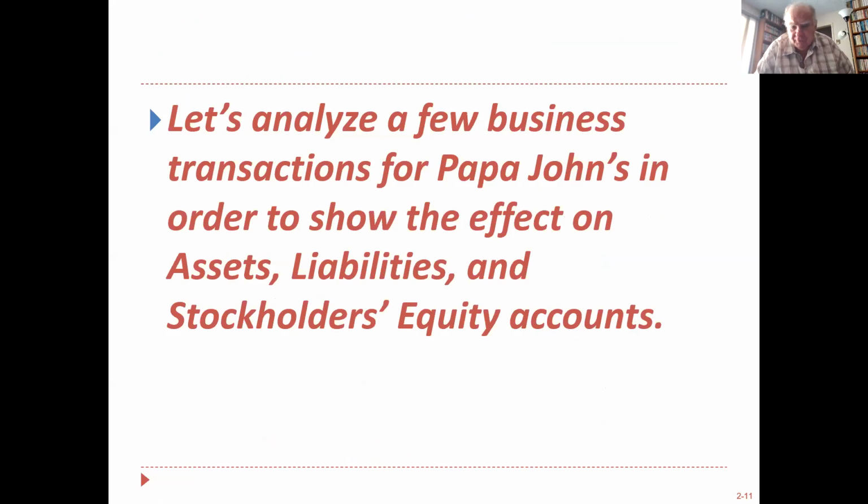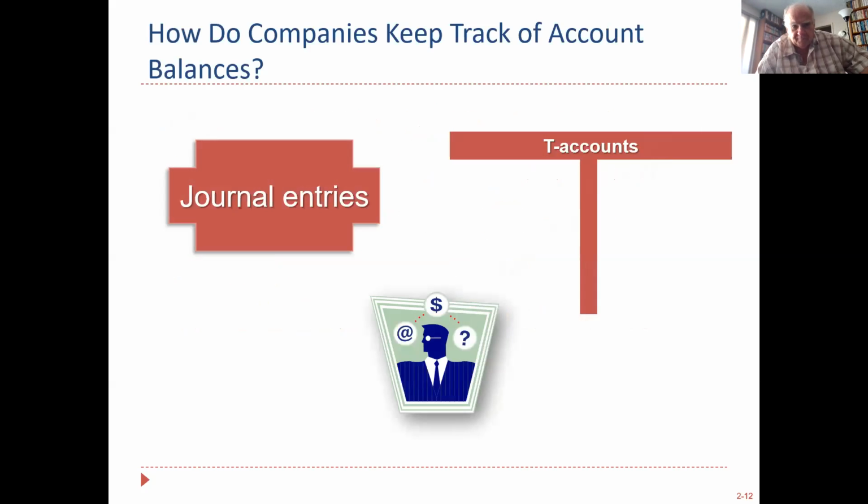So let's just look at a couple transactions. This chapter we're going to go through, it's a shorter chapter, and then we get into some real guts later on, okay? Let's analyze and see what happens to our accounting equation. Oh, good. We're getting into journal entries right now, huh? Journal entries.